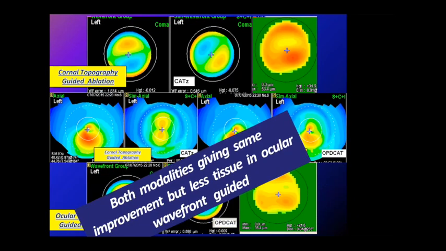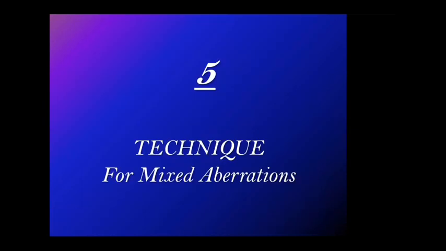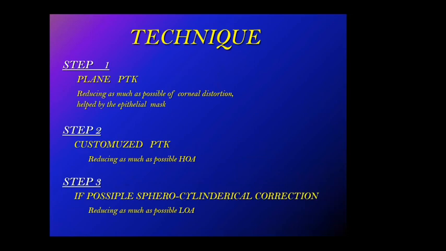And this is exactly the same. I don't want to waste time. The technique for mixed aberration. Now, first of all, go for plain PTK. Suppose you have keratoconus, tilted keratoconus, whatever. You go first for plain PTK.